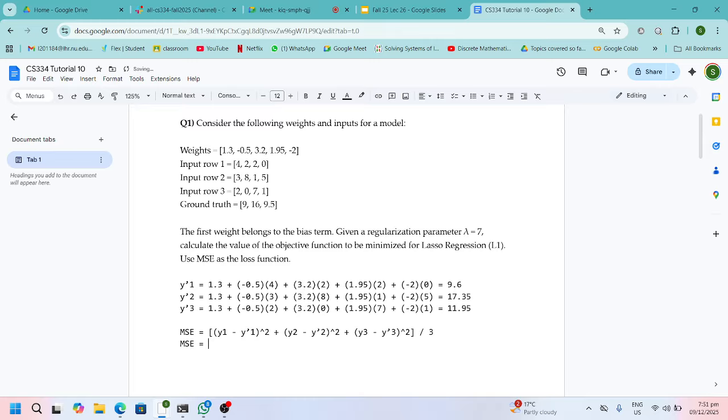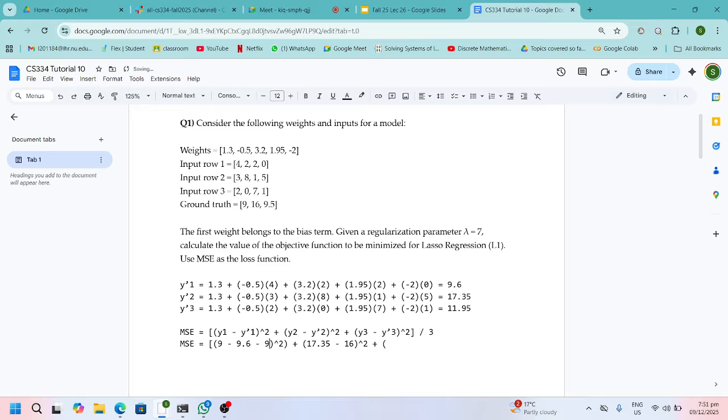So this is what your MSE will come out to be. Why don't we quickly plug in these values as well? 9.6 minus my initial actual value was exactly 9, square, plus my second value 17.35 minus, so my next actual value was 16. Then I will take the square of this plus my third. I've been doing these the other way around.